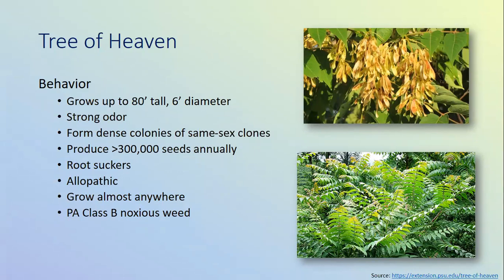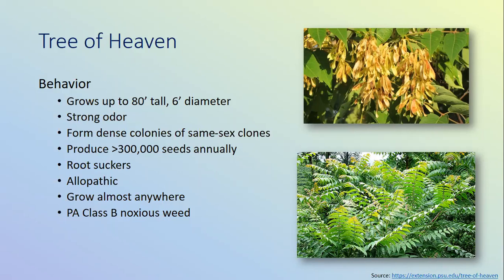I mentioned they have a very strong odor. They do form very dense colonies of the same-sex clones. Like I said, they have male and female plants, and those colonies are all going to be the same sex, and they will behave differently. They're all genetically similar. They produce over 300,000 seeds every year, just one tree, which is just insane. And you can see the seeds right now, and there's a photo in that top area that you can check out.